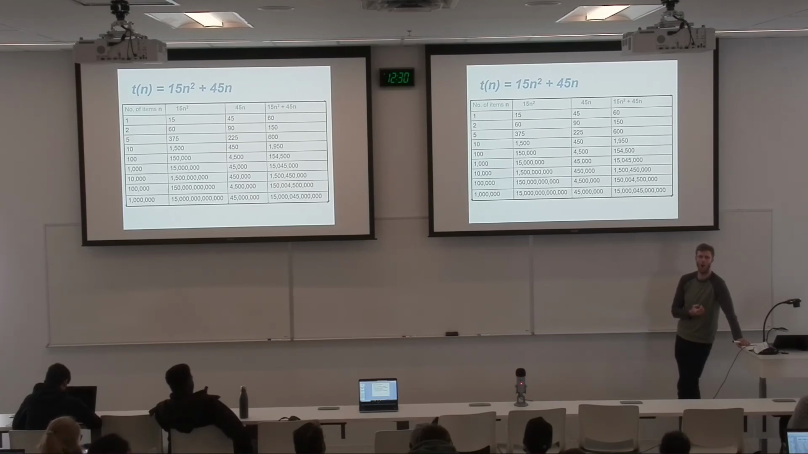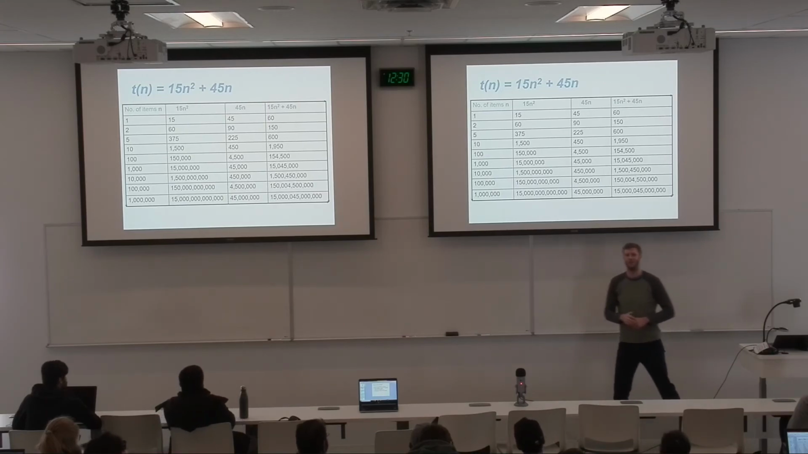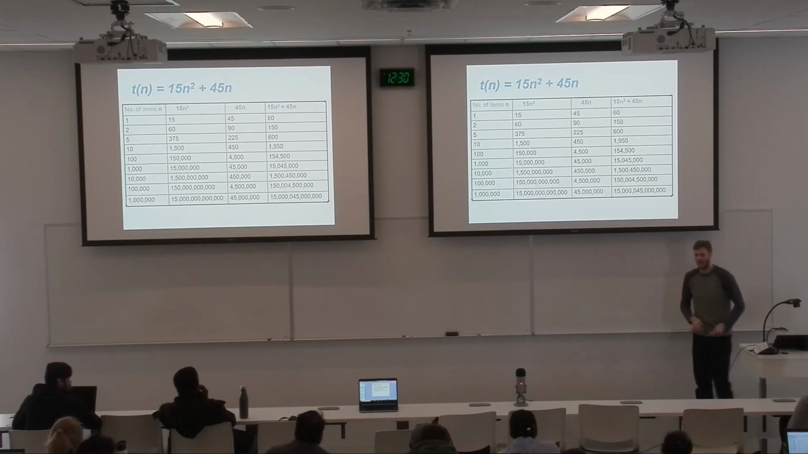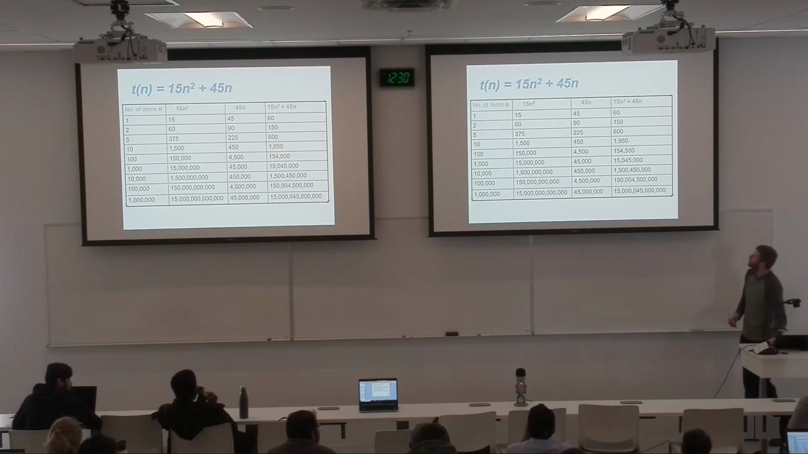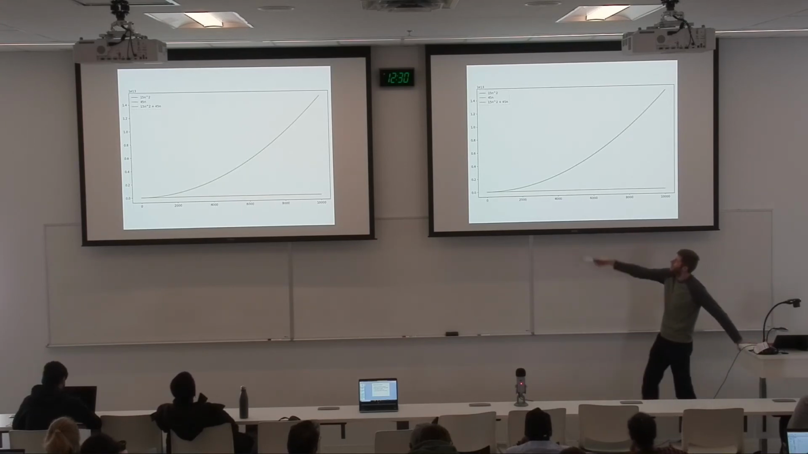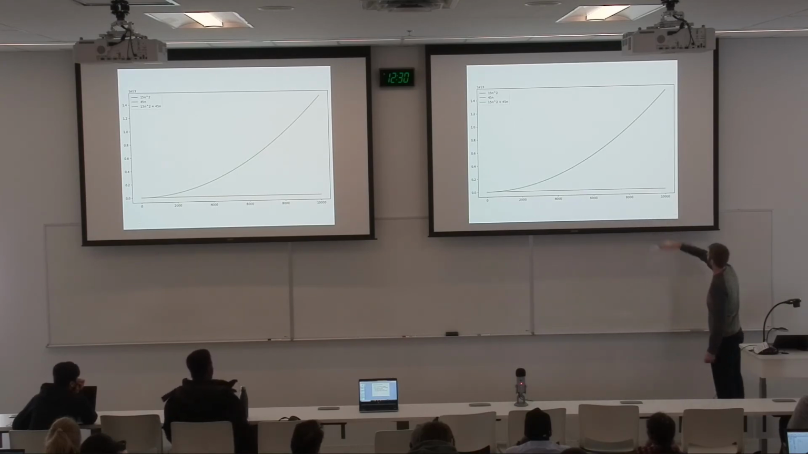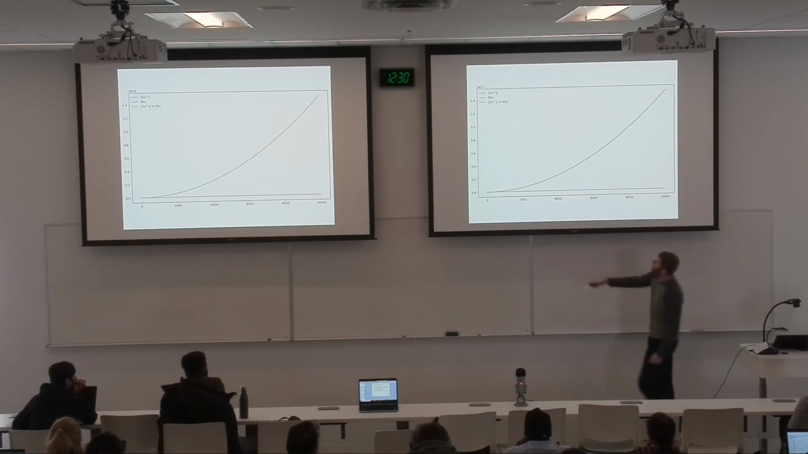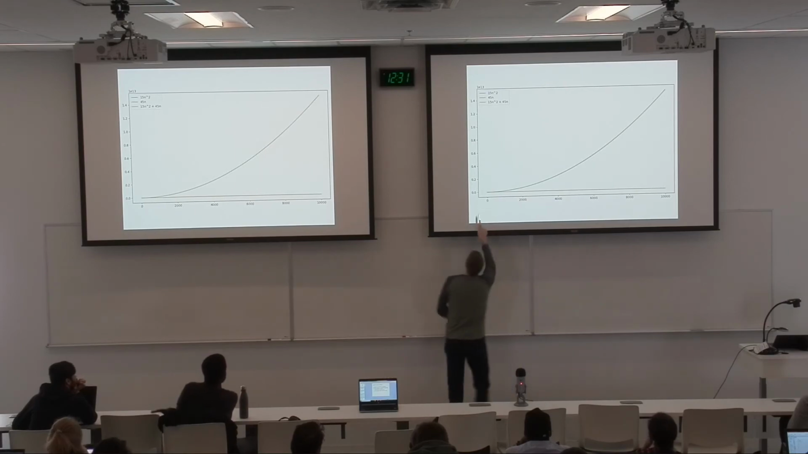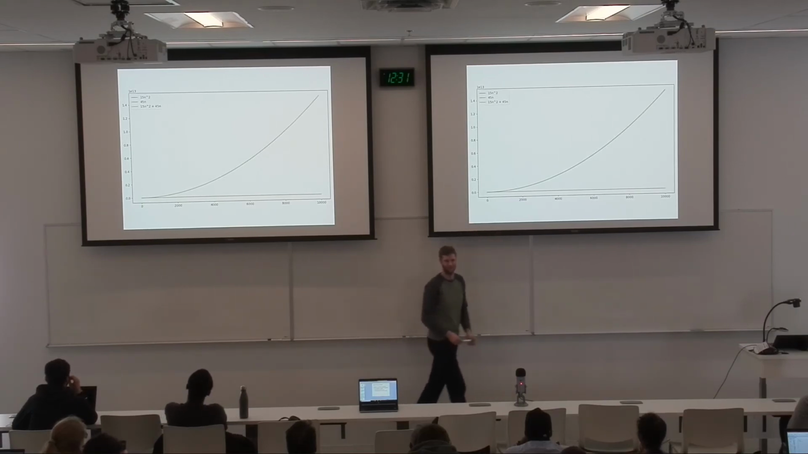15n squared. Even though I've never formally introduced what the idea of dominates is, you had a good idea as to what it probably meant. In fact, I have plotted a couple things here. I have plotted 45n. By the way, look at the axes. 0 to 10,000, I guess. And this is t of n, I guess. 0 to 1.4 times 10 to the 13, whatever.